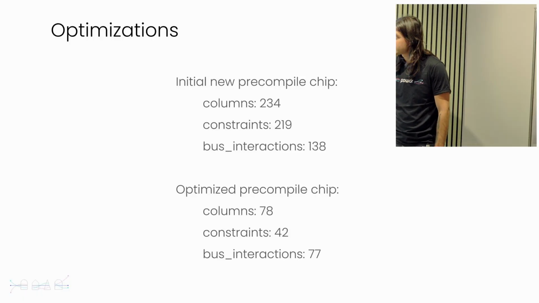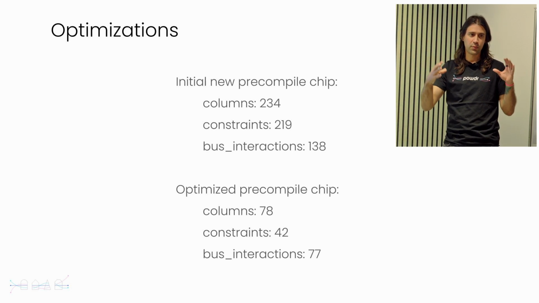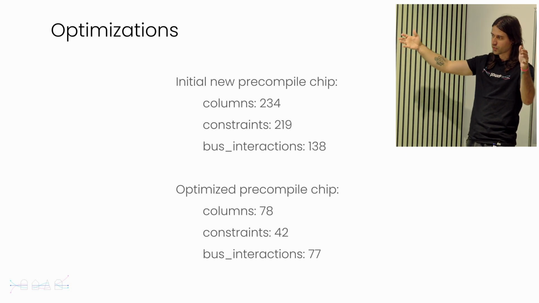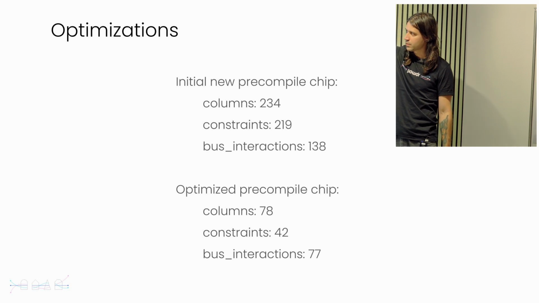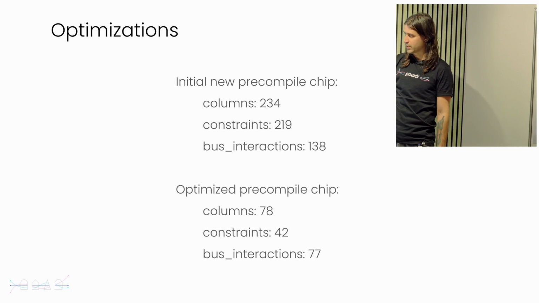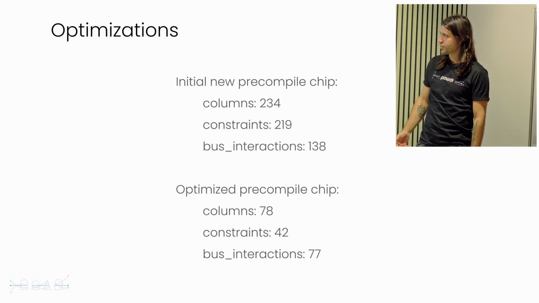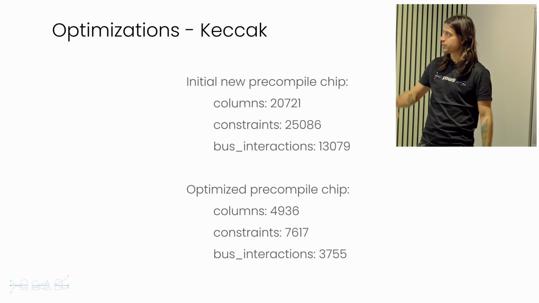Yeah, so this is what we see in this small example. When we first take all the chips and put them together in a single chip, we see 200 something columns, 200 something constraints, and 100 bus interactions. And after all the optimizations from before, this is the numbers we get. So it's about a 4-5x reduction in size. And if we go back to the Keccak example, this is the numbers we get.